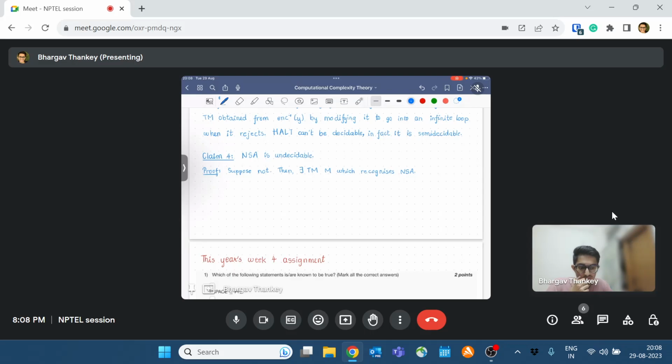So if, suppose not, then there exists a Turing machine M that decides NSA, not recognizes. Why? Because there are three things, right? Recursive, semi-decidable, and undecidable. Everything that is recursive is also inside semi-decidable, right? So if you have a halting Turing machine that decides a language, that halting Turing machine also recognizes the language, right?